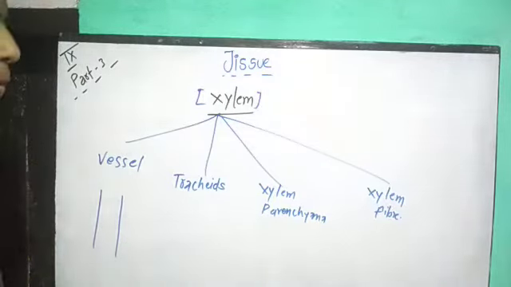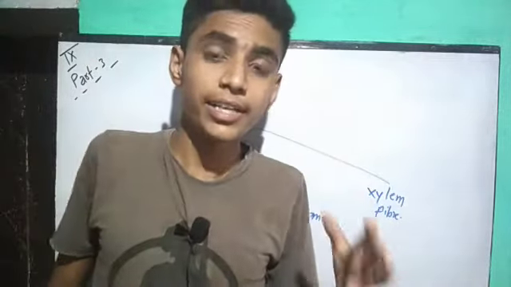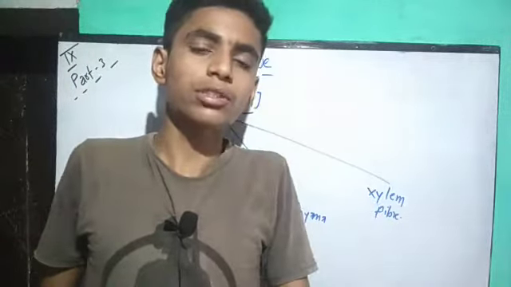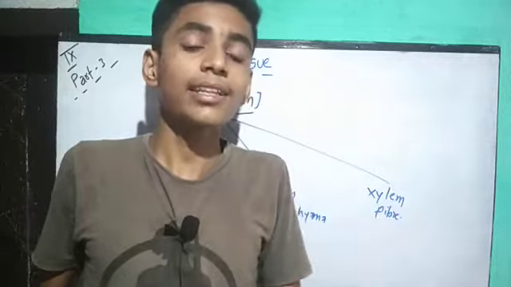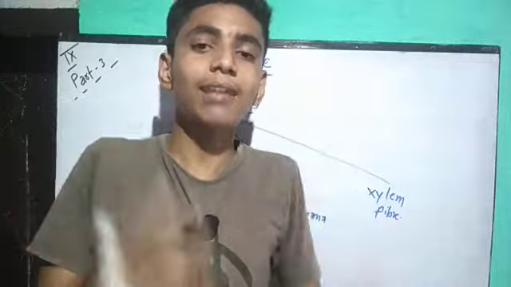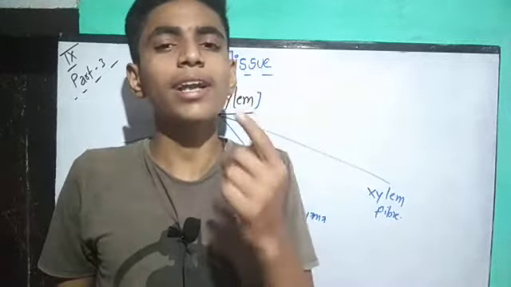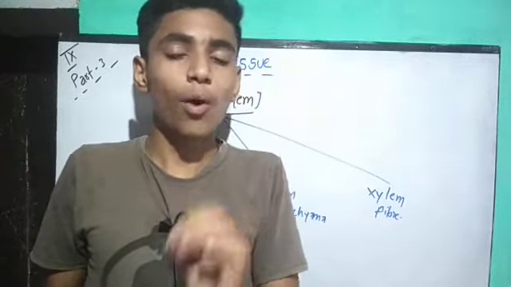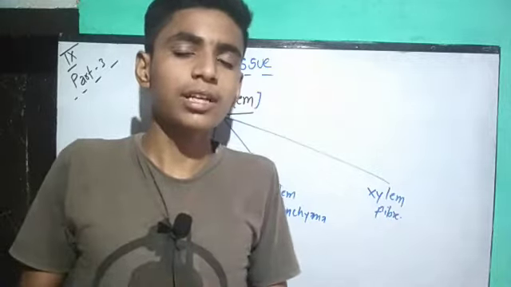And what will happen if all four cells are dead in nature? Suppose all four cells are dead, then the xylem tissue will not perform its function, or we can say that the xylem tissue will also die. Hence, at least one living cell is required in order to function properly.